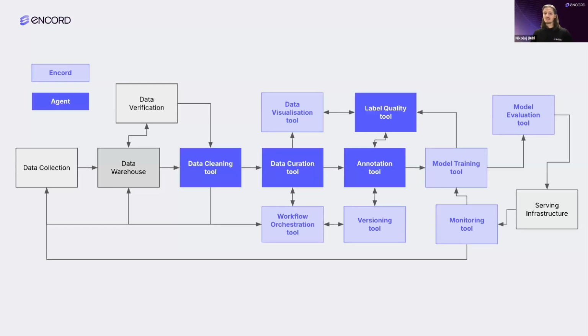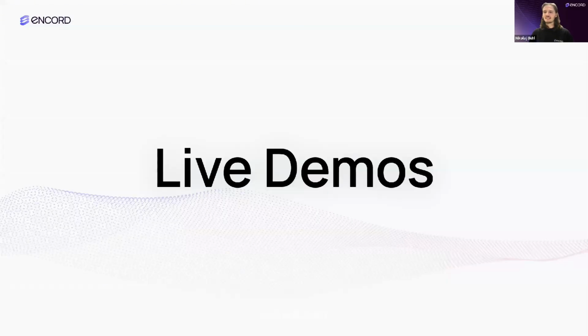We have found that agents can help significantly speed up and scale certain parts of this process, which is what we want to show you today. So mainly cleaning, curation, annotation, and label quality. We're mainly going to talk about the annotation and label quality, but a later webinar will also show cleaning and curation. With that said, let's dive into it. Oscar, I'll hand over the screen to you and let you take it from here. Fantastic. Thank you so much, Nico.